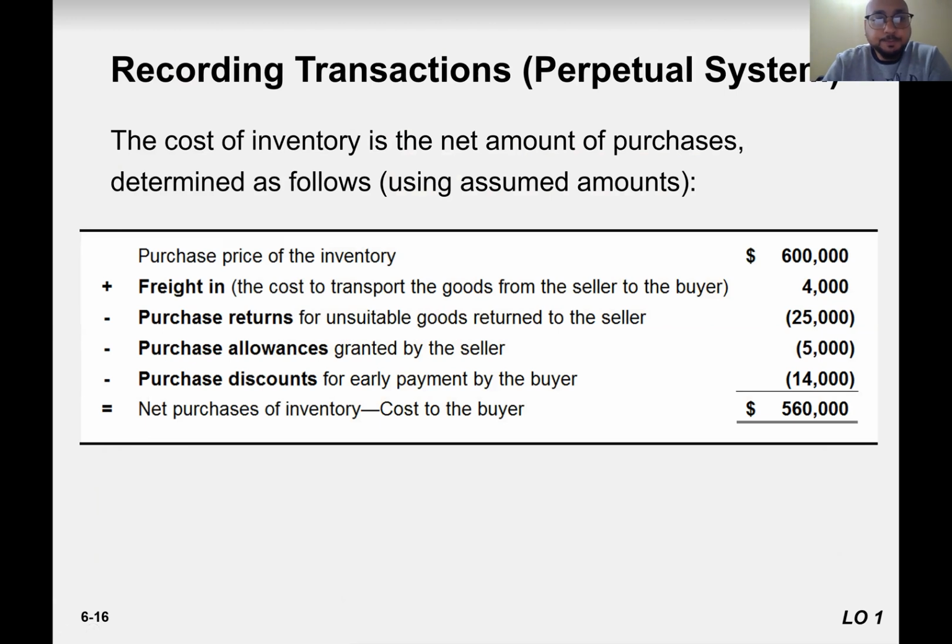Okay, so now when we talk about the cost of the inventory, the cost price of the inventory, what do we mean by the cost? So cost includes everything that you paid till you receive the goods from the supplier.